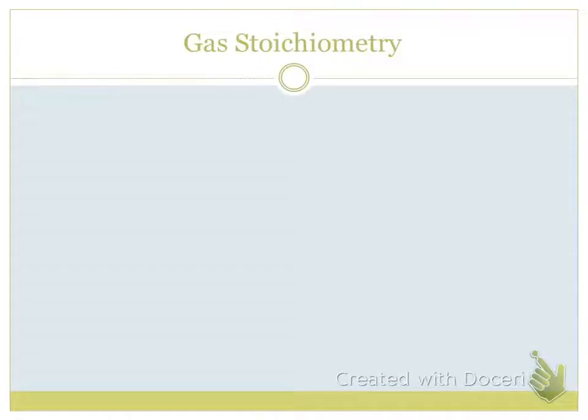All right, so today we're going to first start talking about something called gas stoichiometry. We did stoichiometry with grams and moles and molecules. Now we're going to move into gas. So the way that we can use this in gas stoichiometry is using our Avogadro's principle.